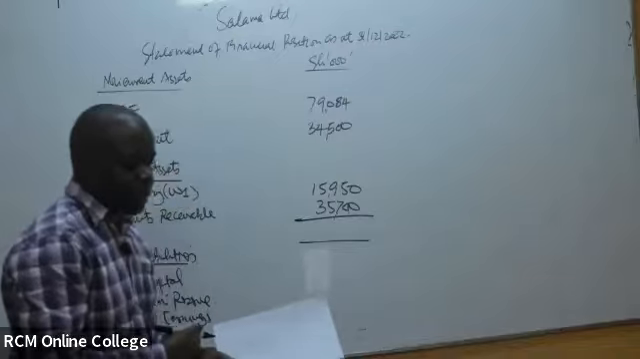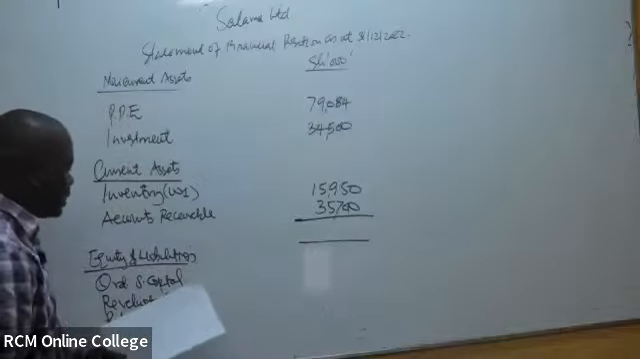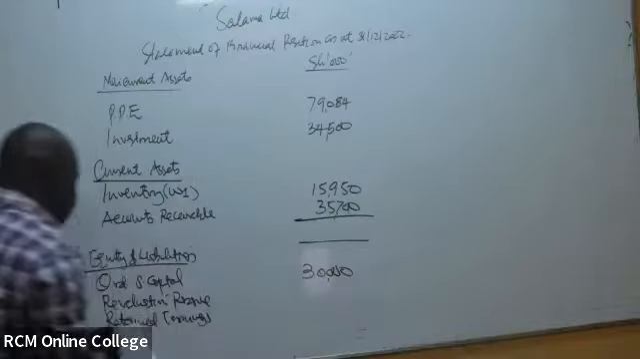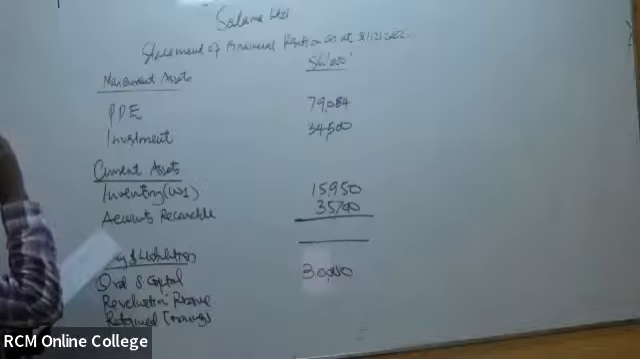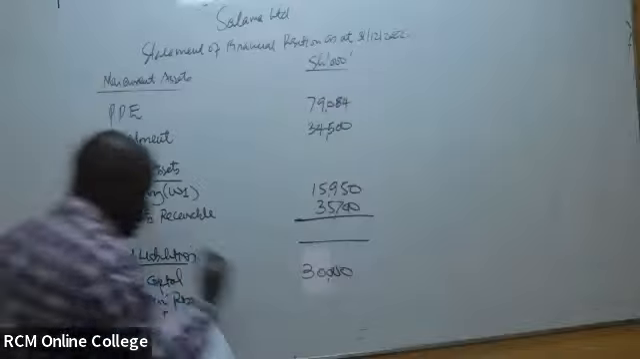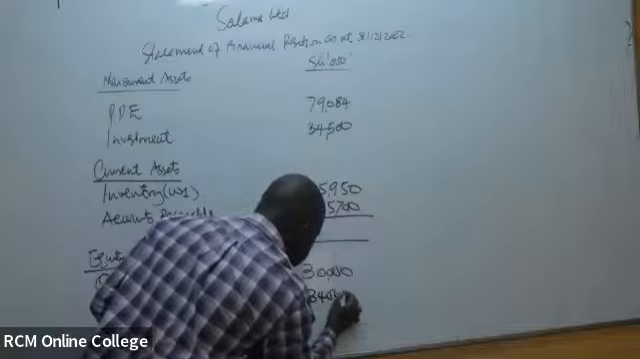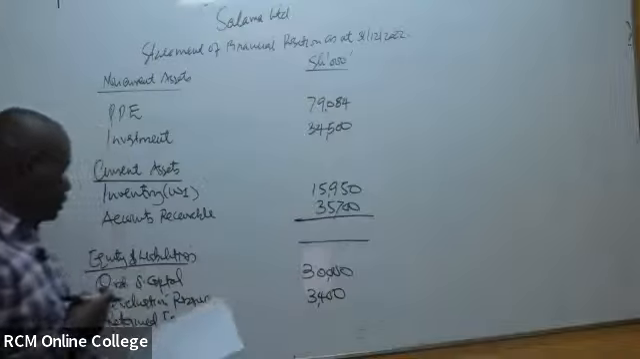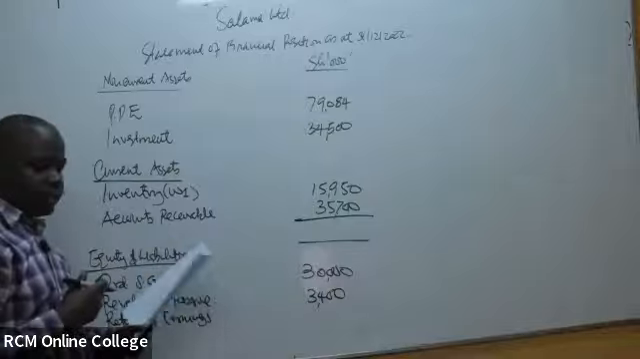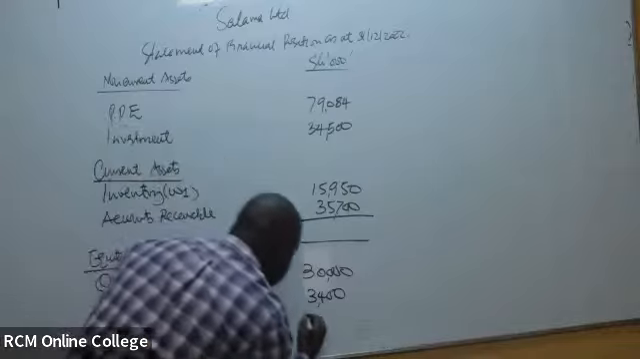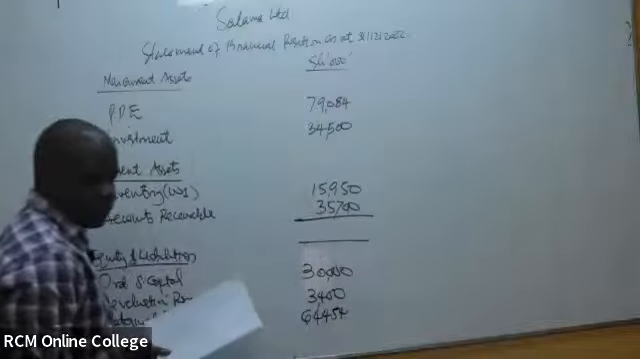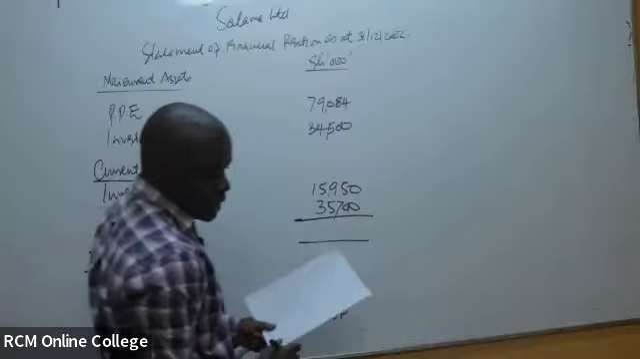For the ordinary share capital, what was the figure? Is it 30 million? It was 20 plus 10, so it was 30 million. Revaluation reserve remains the same. There was no revaluation, so it remains at 3,400. For retained earnings, it was coming to 64,454. Yes, 64,454.